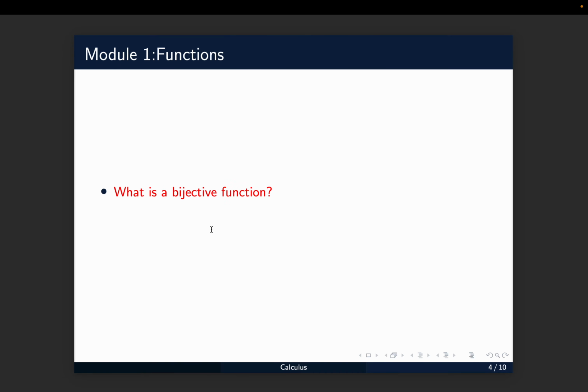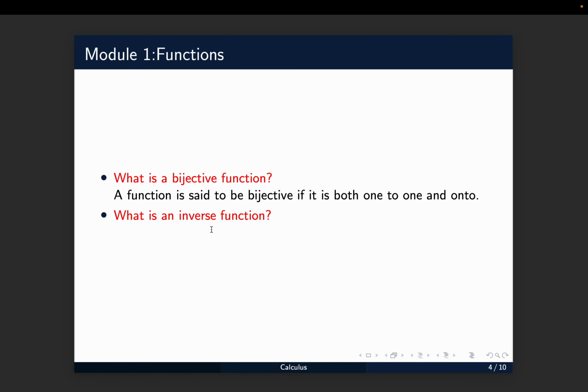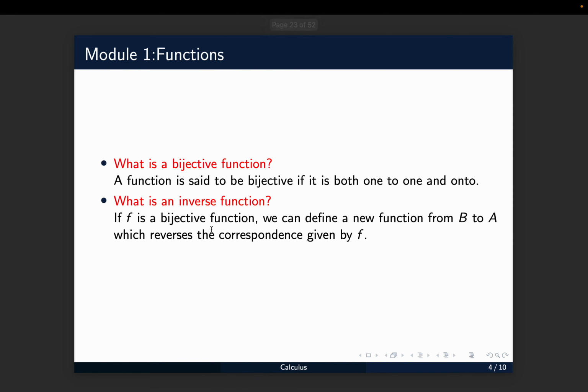So the next question is, what is a bijective function? A function is said to be bijective if it is both one-to-one and onto. Once the function is bijective, then we can define an inverse function. If f is a bijective function, we can define a new function from B to A. The codomain and the domain reverse their roles, and we get a new function. It is called an inverse function.